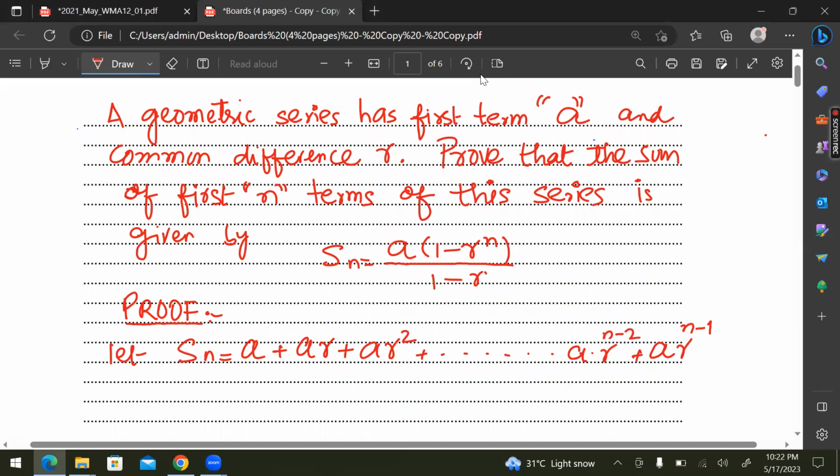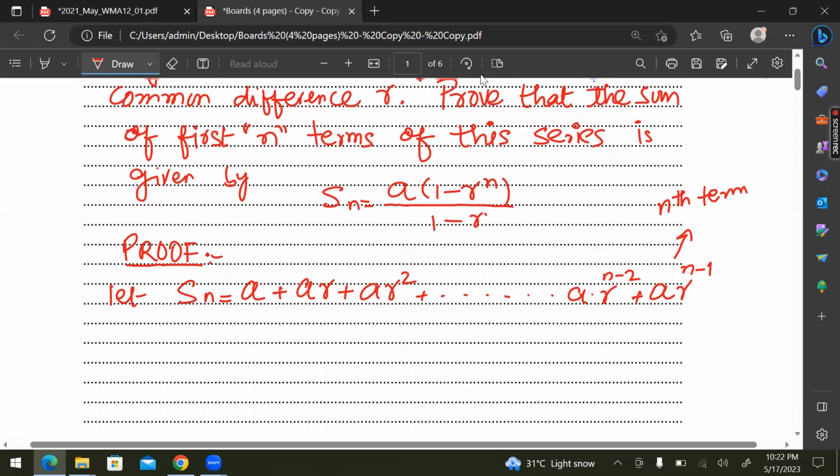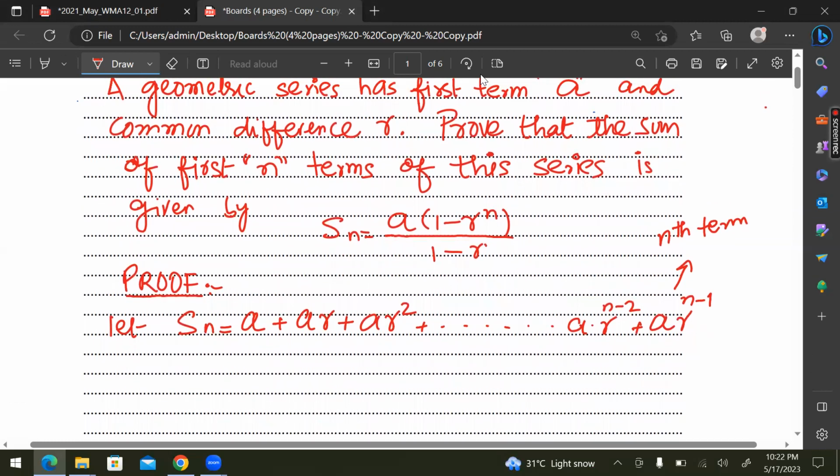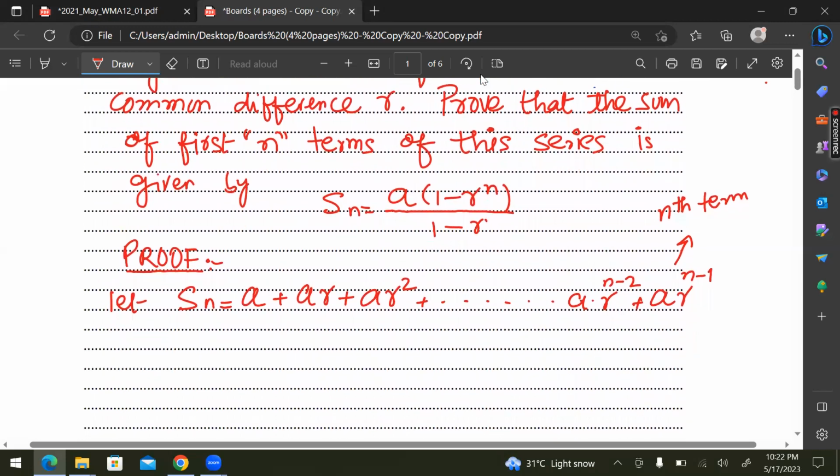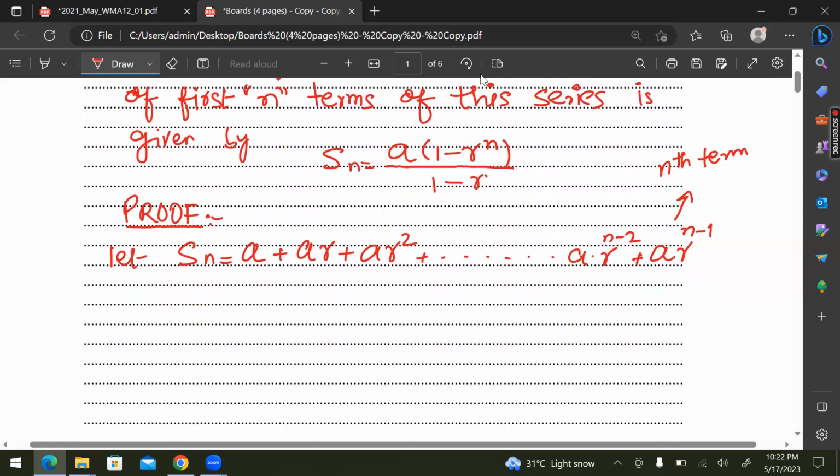First is a, second is ar to the power 1. The third term is ar², with power 2, and if the power is n - 1, this is the nth term of the geometric series. Now, for the proof of Sn = a(1 - r^n)/(1 - r), I wrote the sum of n terms: a + ar + ar² and so on. The last term is ar^(n-1) and the one term before is ar^(n-2). What can I do next?